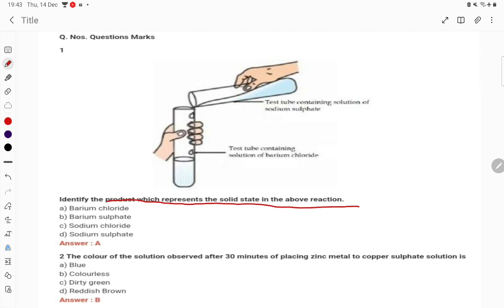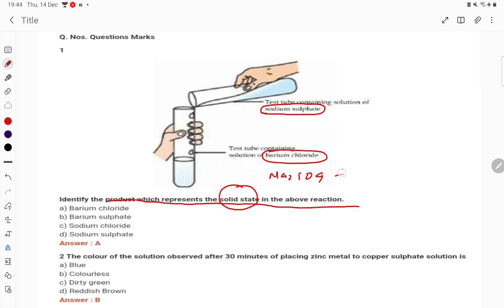Now dear student, the options for the solid state are: first barium chloride, second barium sulfate, then sodium chloride and sodium sulfate. Here you are adding sodium sulfate, in which one, student? In the barium chloride, right? So they are saying identify the product which represents the solid state in the above reaction. So what is the solid state, student?